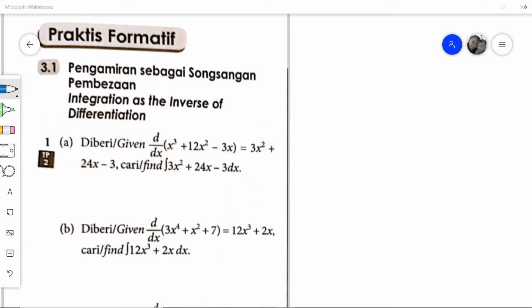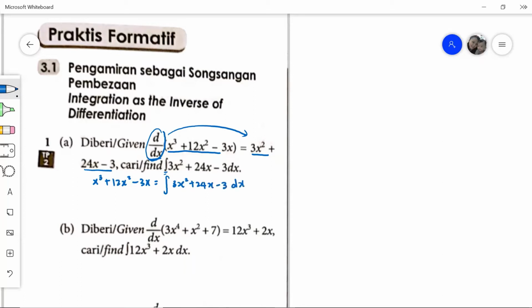So we are given a differentiation of this expression: d/dx of (x cubed plus 12x squared minus 3x) equals 3x squared plus 24x minus 3. So we have to find the integration. Integration is the inverse function of differentiation. So the moment we bring the differentiation notation across to the other side of the equation, it will be inverse. The symbol will turn to be integration. So integration of 3x squared plus 24x minus 3 dx.